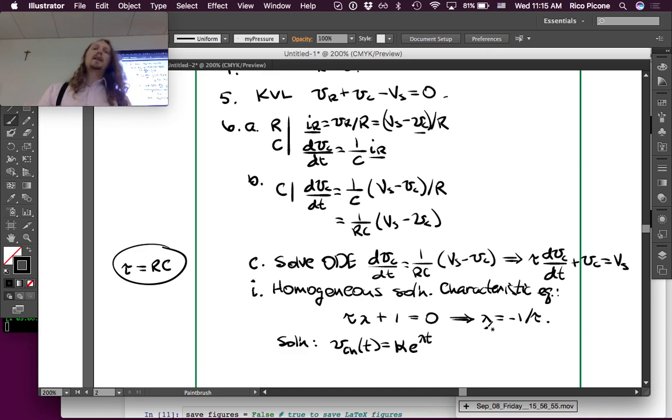Now, if you had a second order differential equation, then you would have two solutions for lambda. It would have been a quadratic polynomial on this side, and you would have had two lambdas. And then you would say that it's kappa 1 e to the lambda 1 t plus kappa 2 e to the lambda 2 t. This is true unless you have repeating roots of your characteristic polynomial.